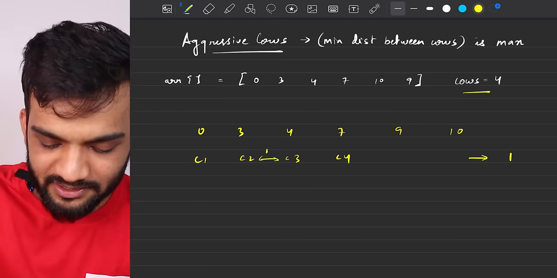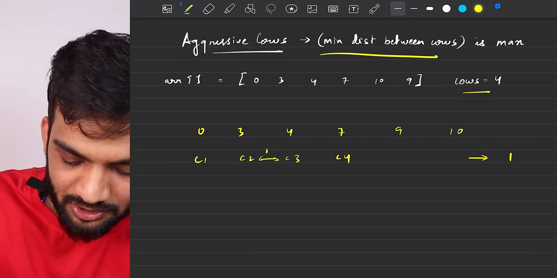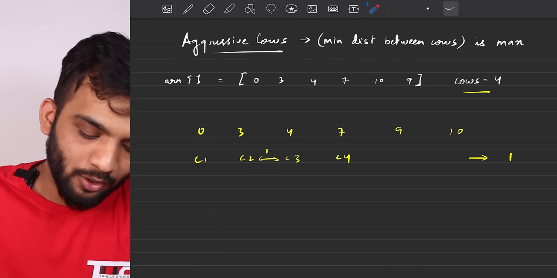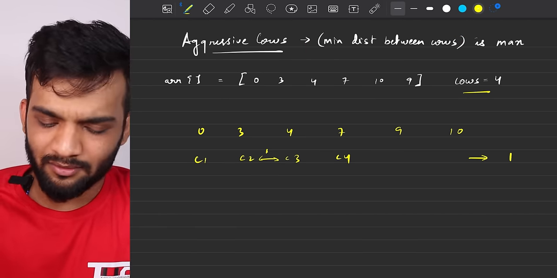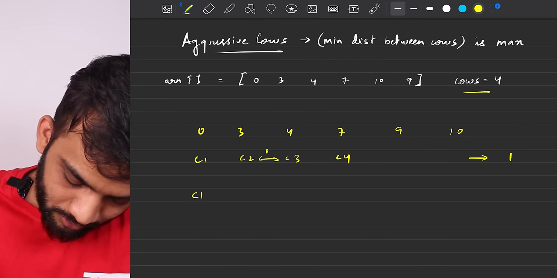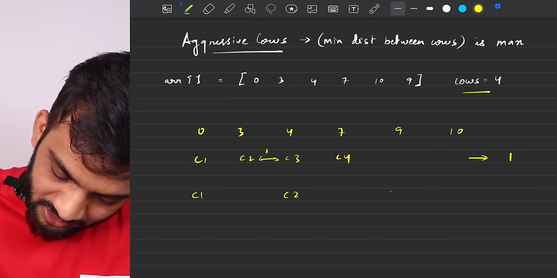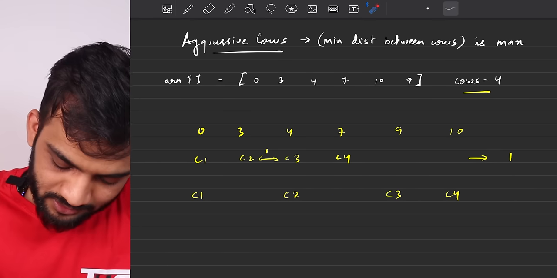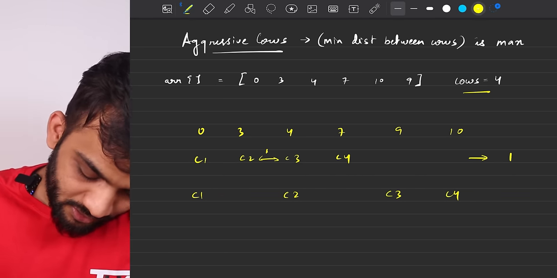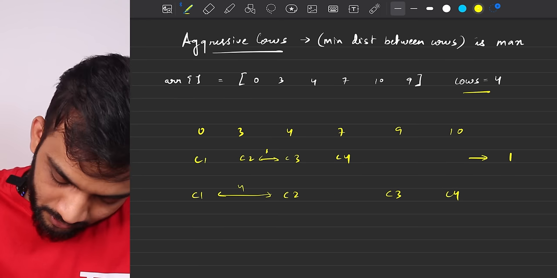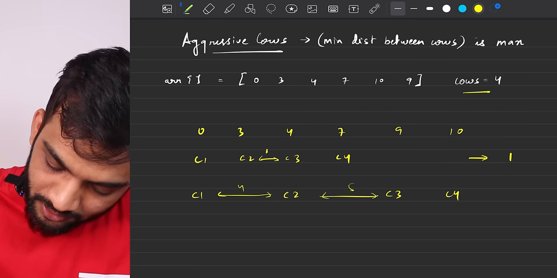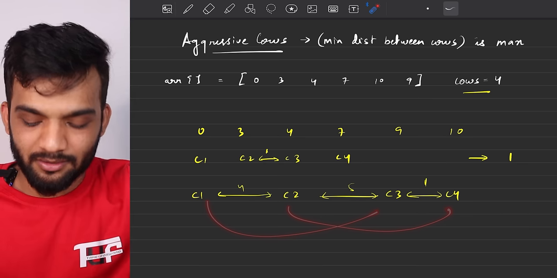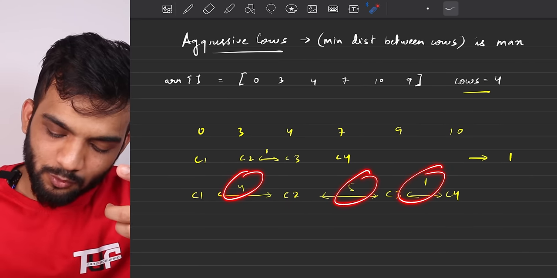And that's what they're asking: what is the minimum distance between any two cows? You'll be like, okay, fine. Can I place it something like C1, C2, maybe C3, and maybe C4? I can. Even if you place it like this, the distance between this is 4, the distance between this is 5, the distance between this is 1. You can take this as well. Doesn't matter. What's the minimum? That's 1.